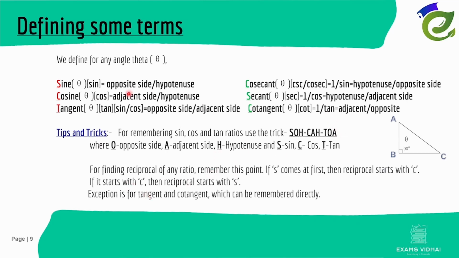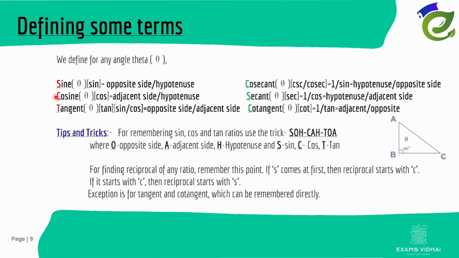And again, remembering the reciprocal of sine or cosine or tangent might sometimes be difficult. So for that I have a trick. If the ratio starts with an S, then the reciprocal starts with a C, and if the ratio starts with a C, then the reciprocal starts with an S. Now I'll give you an example. Let us say we have sine. Now we need to find the reciprocal of sine. We have an S here, so the reciprocal should start with a C, right?